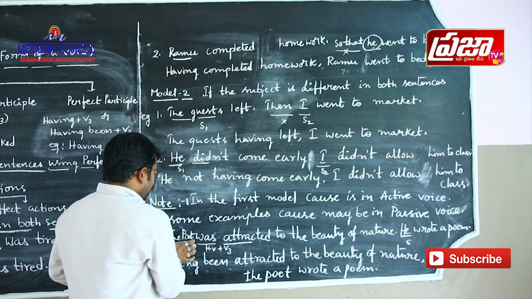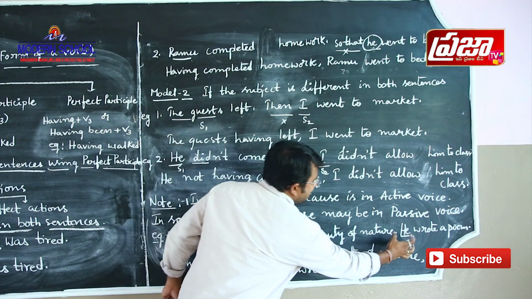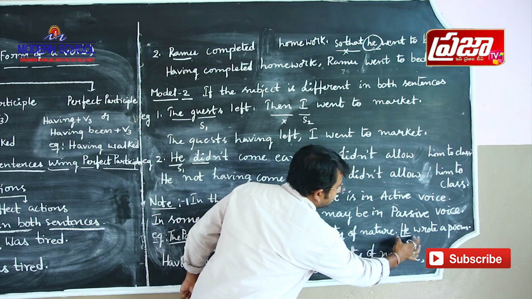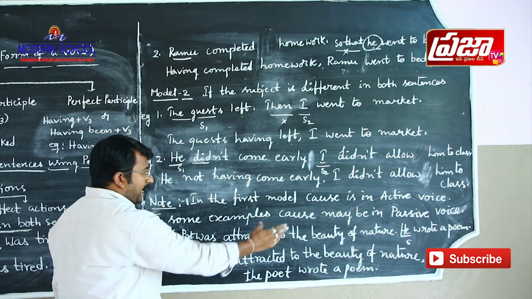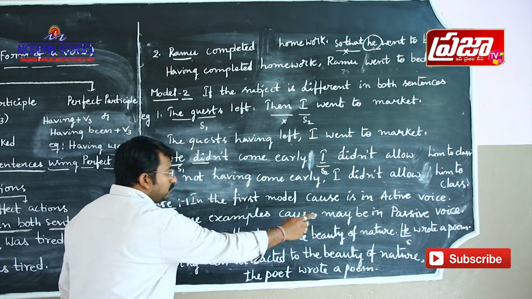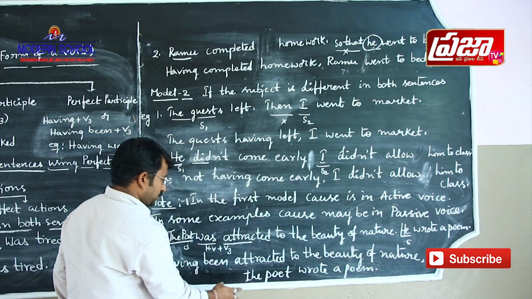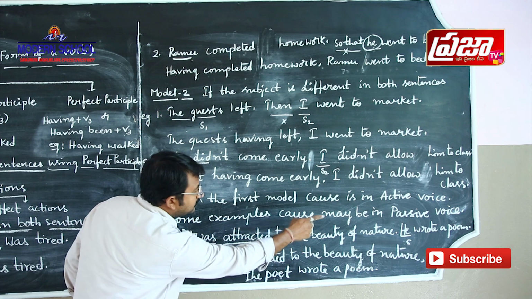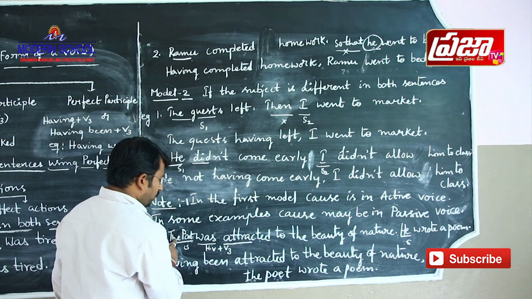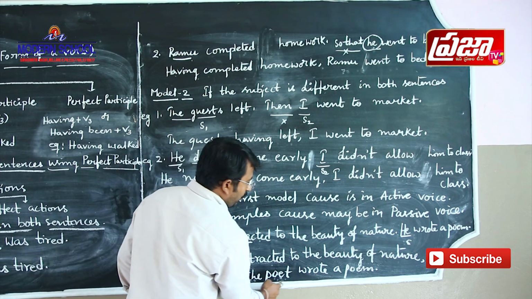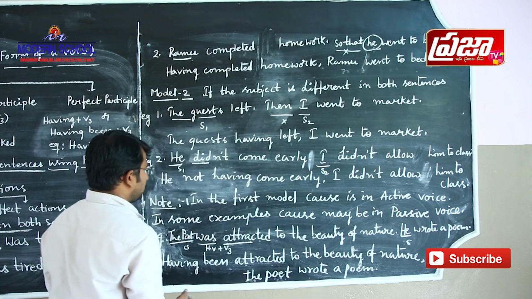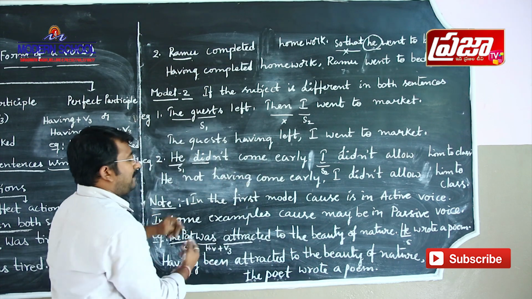And here the poet is a noun, and the subject is a pronoun. So we have to write the noun form, not the pronoun form. I wrote here "the poet": the poet wrote a poem. In such a way we have to combine.